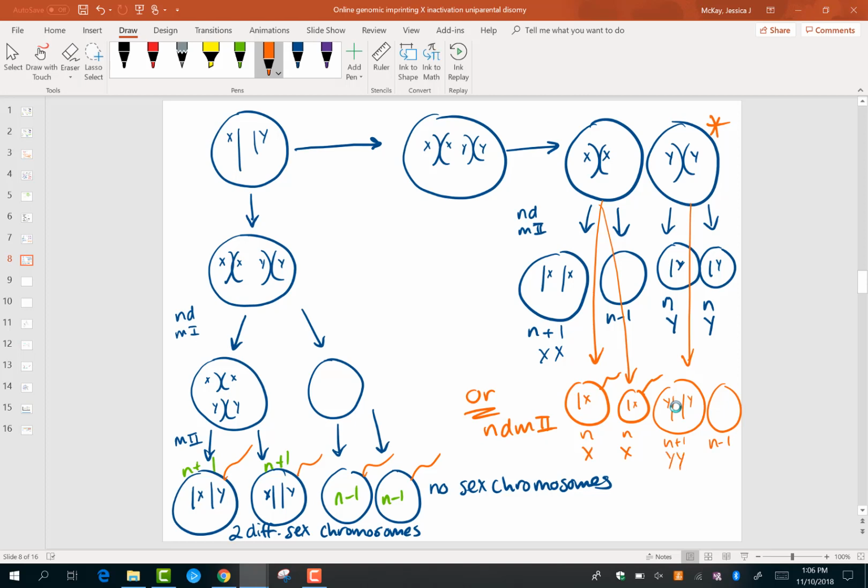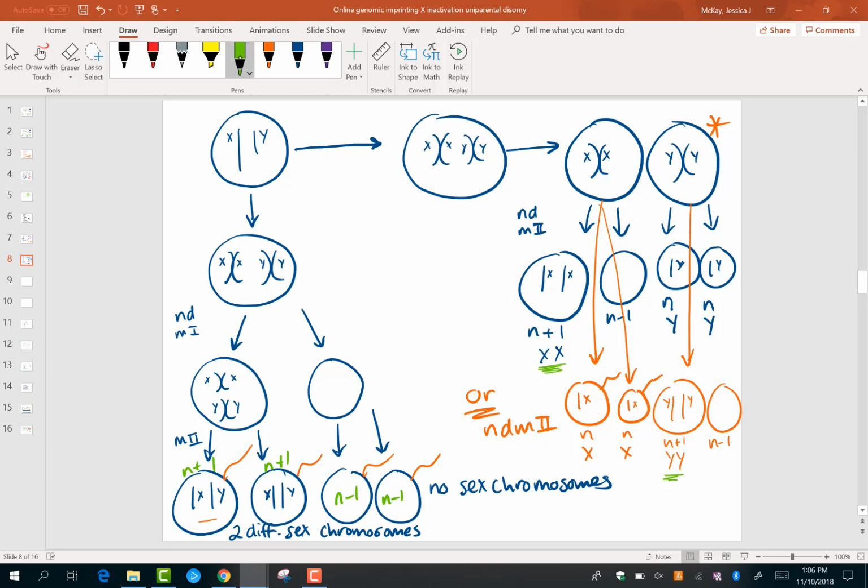So again, they're not really heterozygous, but you have 2 different chromosomes. You have XY, and the only way you're going to get one of each of those in a gamete is through non-disjunction meiosis 1. Okay. If you have non-disjunction meiosis 2, you can get 2 X's or 2 Y's. I hope you're kind of seeing that pattern.